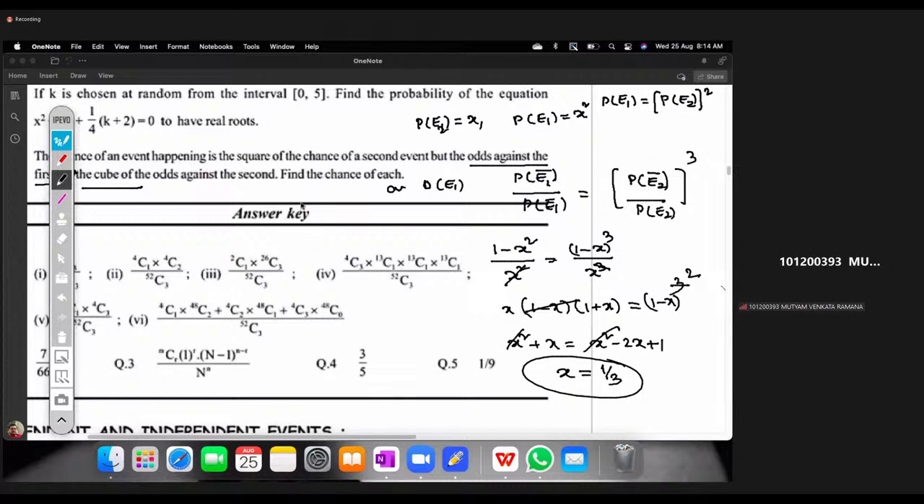Okay. So find the chance of each. So probability of E1 is equal to 1 by 9 and the probability of E2 is equal to 1 by 3. Right.